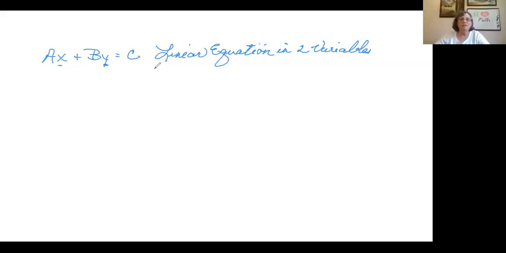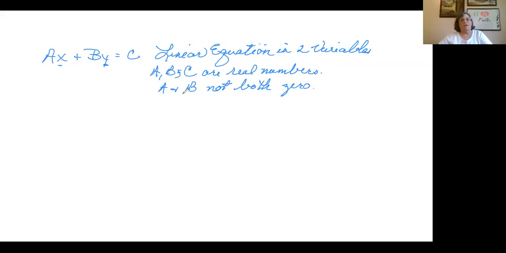A, B, and C are going to be numbers. And I could throw in that A and B cannot both be 0. One of them can be 0, but not the other. However, if one of those is 0, you don't have very far to go to solve. This is called standard linear form.